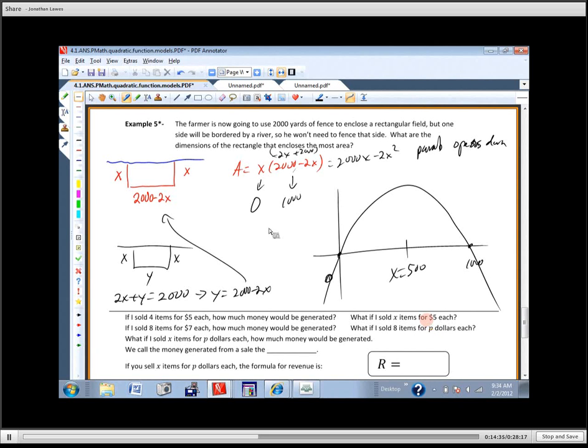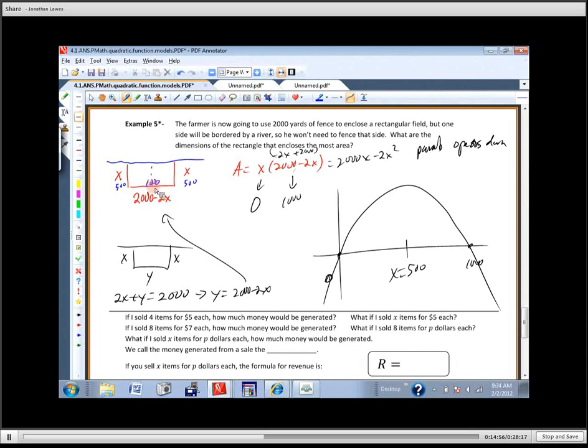Because it looks like this. We just figured out that this is 500 and this is 500. So what's this one right here? That's going to be whatever's left, so that's going to be 1,000. So it's going to be twice as wide as it is tall. It's basically two squares put together. Okay?